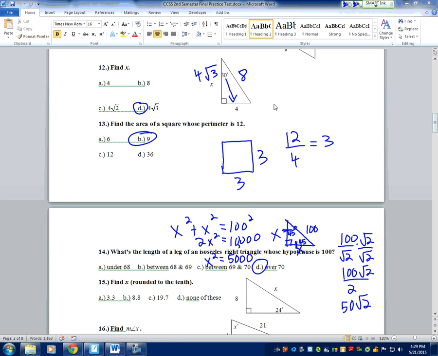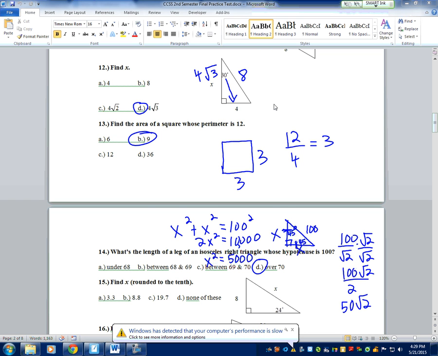All right, so we've got 15. It says find x rounded to the nearest tenth here. So I'm given an angle. It's not a special angle, and I'm given a side length, and then a side length I'm trying to find. So what does this tell me I need to use? Trig. Yeah, sine, cosine, or tangent trig. Not special right triangle trig, but sine, cosine, tangent.